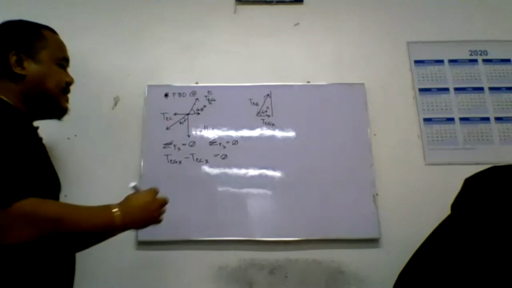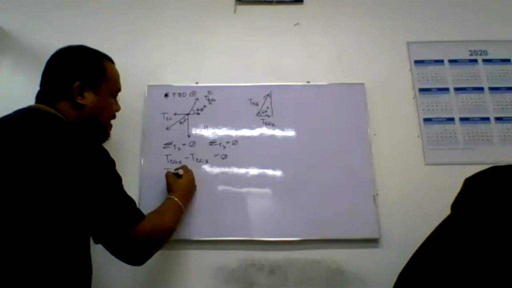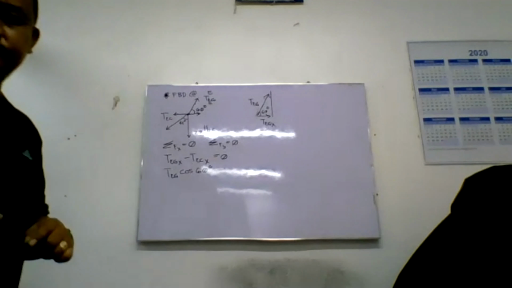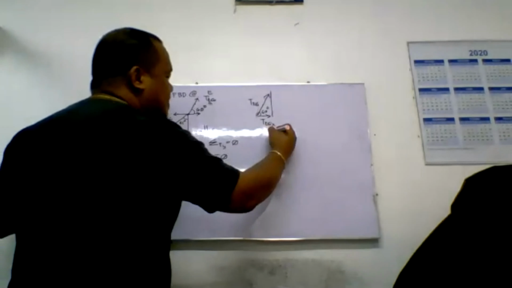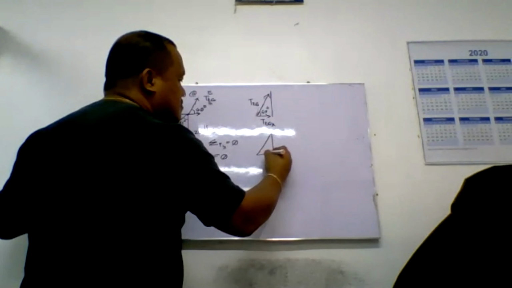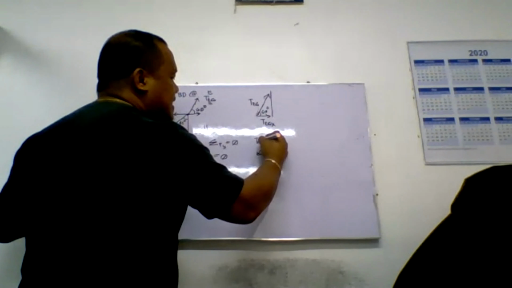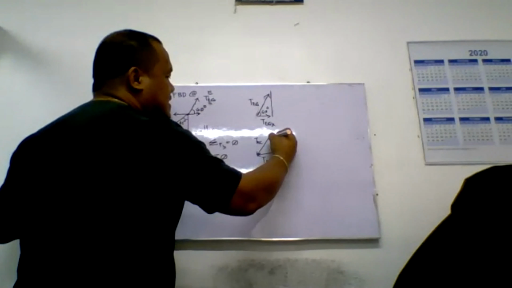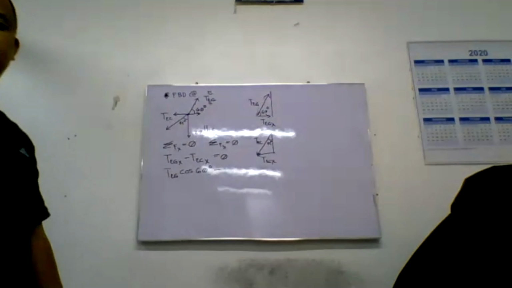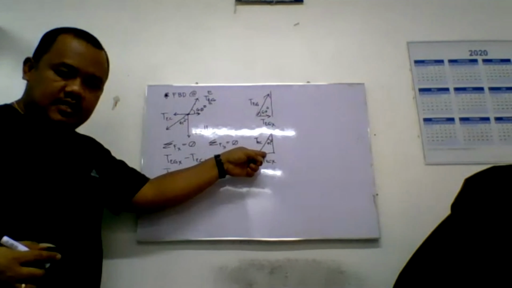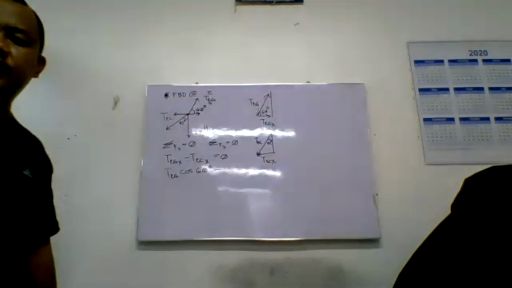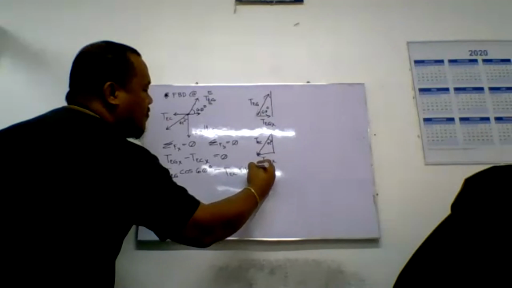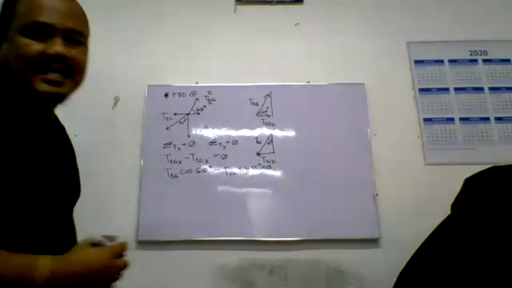We can use cosine. So we have T_EG cosine of 60 degrees, minus T_EC x. This one is T_EC and this one is T_EC x, and this angle is 45 degrees. So T_EC x is opposite to the angle, therefore we can use sine. Minus T_EC sine of 45 degrees is equal to 0.